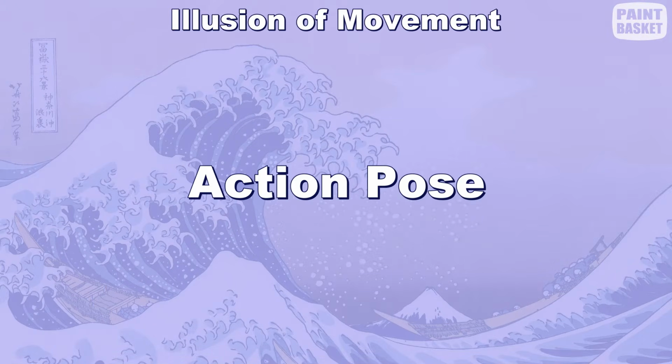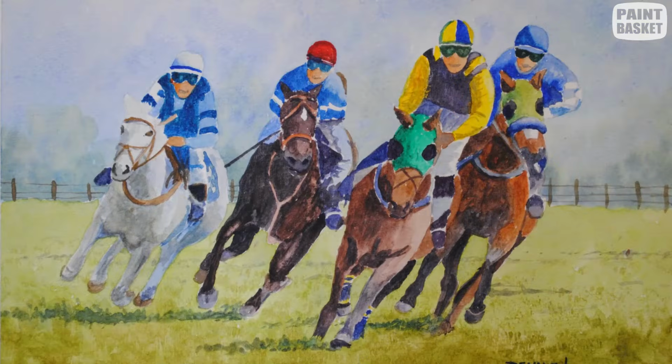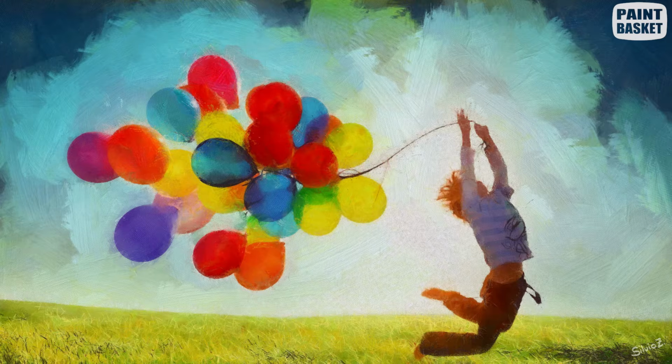The first of these methods is to place the figure in a pose only normally seen when moving. In this painting, you know these horses are racing because of the way their feet are positioned. Their angle tells you they are running around a bend, and the pose of the jockeys also tells you that their horses are at full gallop. In other words, the pose has told us a lot of things. We know where these horses are running, in which direction they are running, and at what speed.